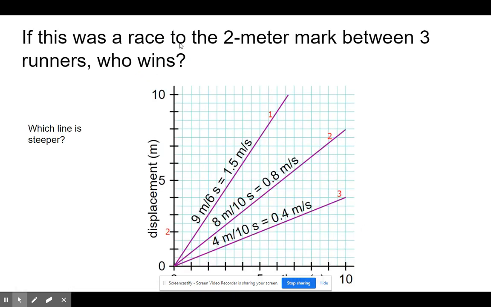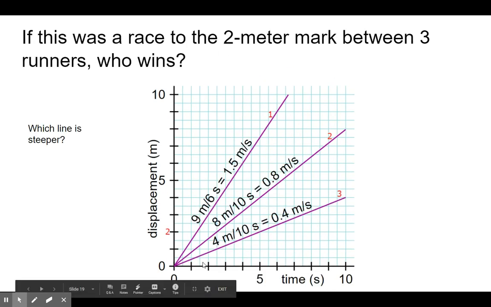Okay, if this was a race to the 2 meter mark, a very short race, between three runners, who wins? So we're looking at the 2 meter mark right here. This is 2 meters. Who got there first?